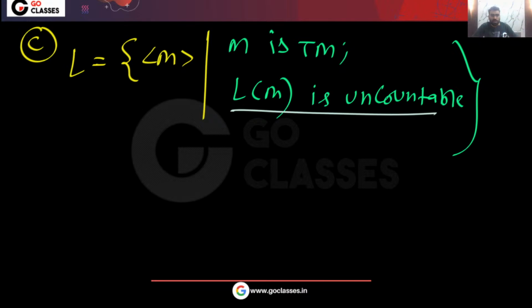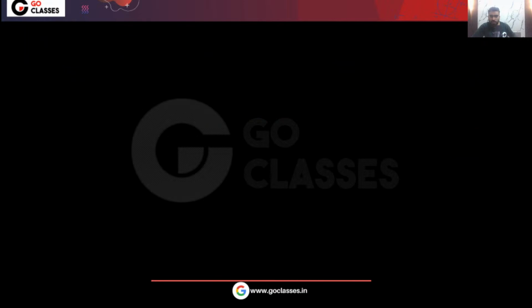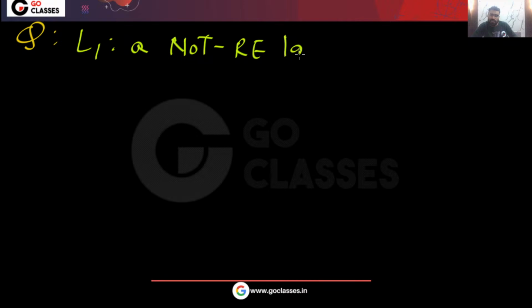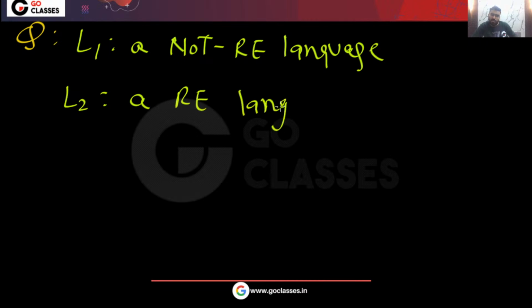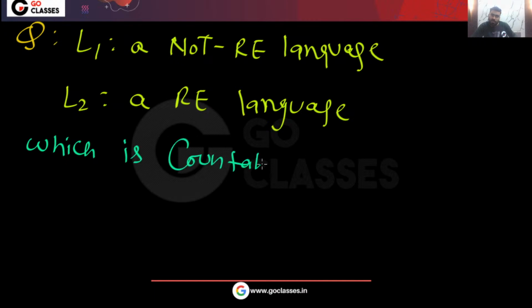Yes or no? Okay, please notice one thing. A very simple point I want to tell you, and just answer this question I am asking. Let's assume I am giving you a language. This is a not RE language. I am giving you a not RE language. Okay, and I am giving you an RE language. Tell me which is countable, which is uncountable. Very simple question I am asking. Which of them is countable?